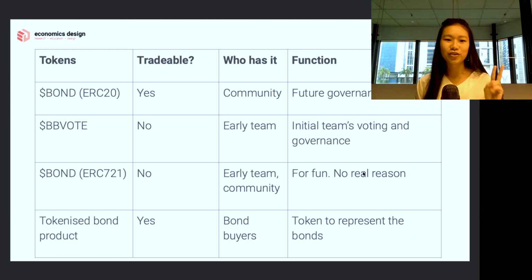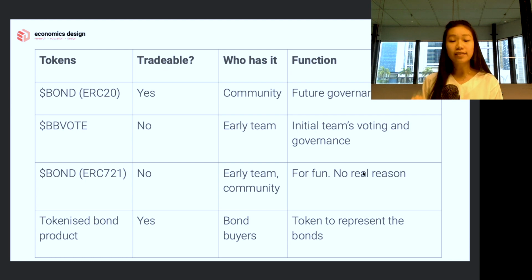There are 2 types of bond tokens. One is an ERC20 token and one is an ERC721 token. The ERC20 token, think of it as your dollar bill. Every dollar bill is pretty much the same. You can just trade it often. So that's the bond token. Every bond token that you hold is pretty much the same.